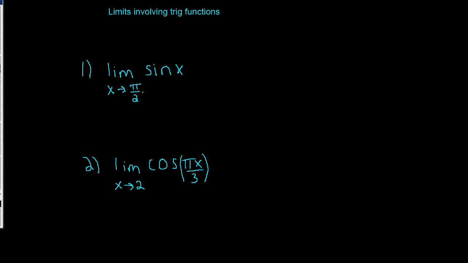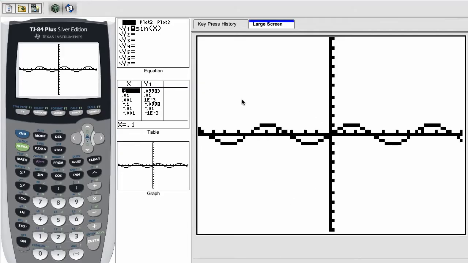Okay, so remember my go-to method. My go-to method is just see if you can plug this in for x. So if I plug in pi over 2 in for x, I get the sine of pi over 2. And what is the sine of pi over 2? Well, the sine of pi over 2 is just 1. So this limit is just 1.